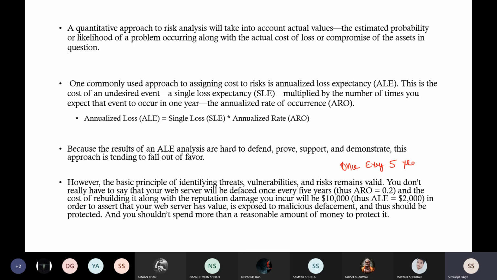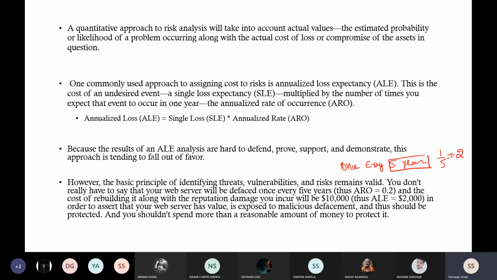Okay, so now your analyzed loss will be calculated for 5 years here. If your web server does not work once every 5 years, the ARO, the annualized rate of occurrence, becomes 0.2. It is 1 by 5, so it will be 0.2. So this ARO becomes 0.2, and the cost of rebuilding it.